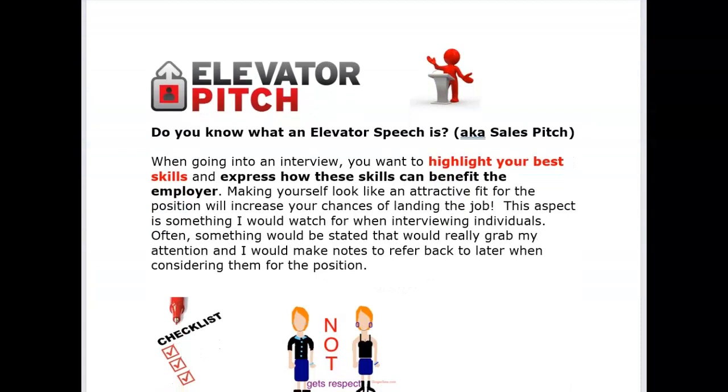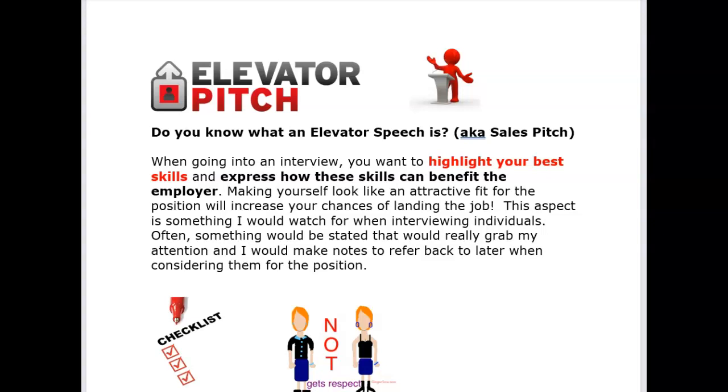All right, have you ever heard of an elevator pitch, or do you know what an elevator speech is? Some people call this their sales pitch. So when you're going into an interview, you want to be able to highlight your best skills and express how these skills can benefit the employer. So making yourself look like an attractive fit for the position will increase your chances of landing the job.